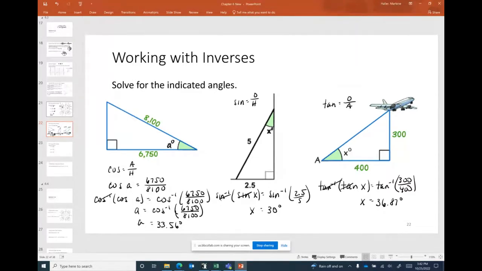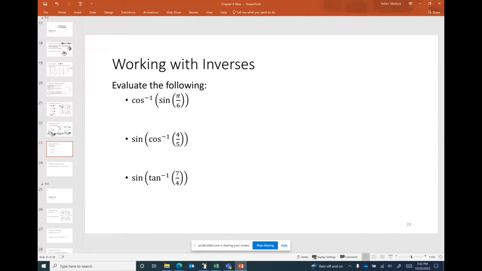Let's look at a different kind of example. Here we have, oh, look at this. This is a composition of trig functions. We want to evaluate the inverse cosine of the sine of pi over 6. Well, one way to do this is to first see what the sine of pi over 6 is, and that's going to be on the unit circle, isn't it? So let's go look.